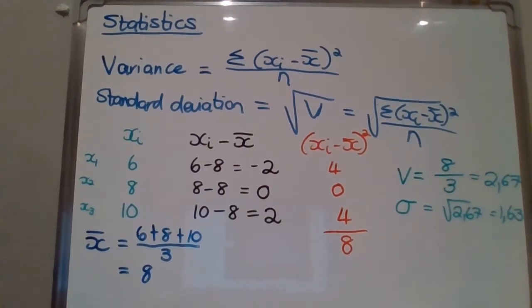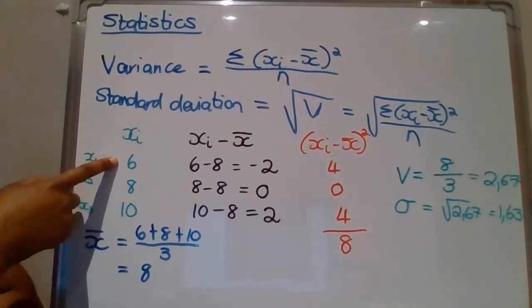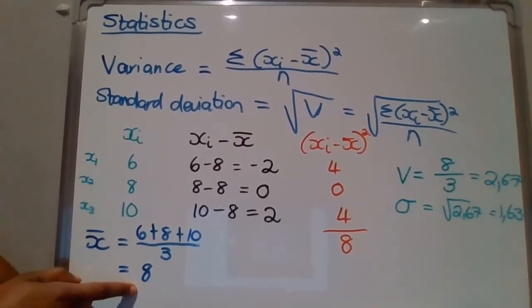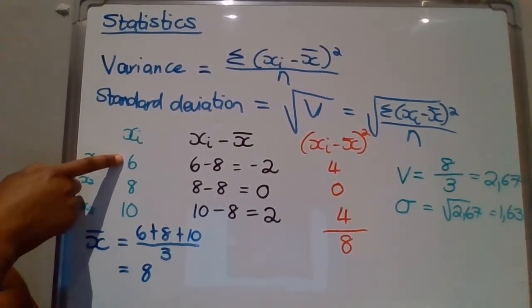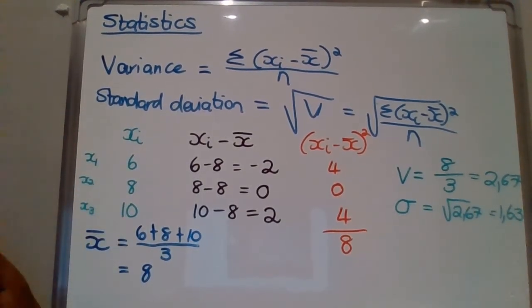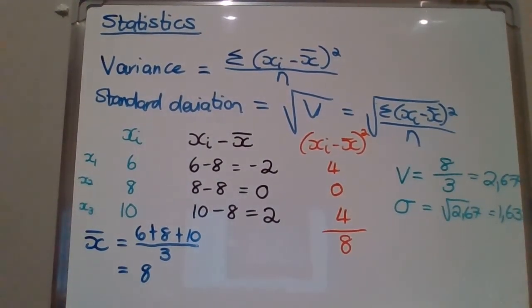So remember, the greater the value of the variance or the standard deviation, the greater its spread. A standard deviation of 0 would indicate no spread. But here we can see there is quite a spread. If my mean is 8, where are my observations in relation to this? You can see this one is spread out a little bit, and here as well it's also spread out a little bit. So that's why you have a standard deviation of 1,63.